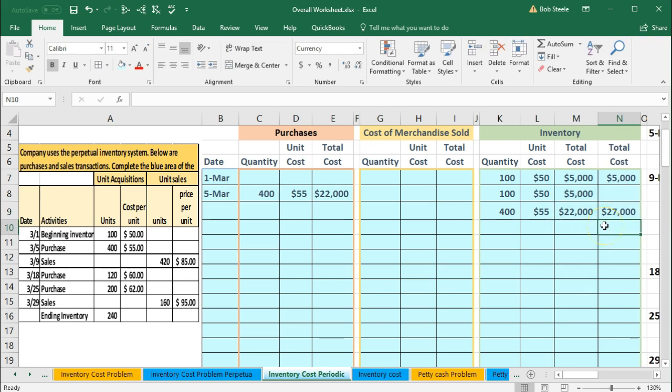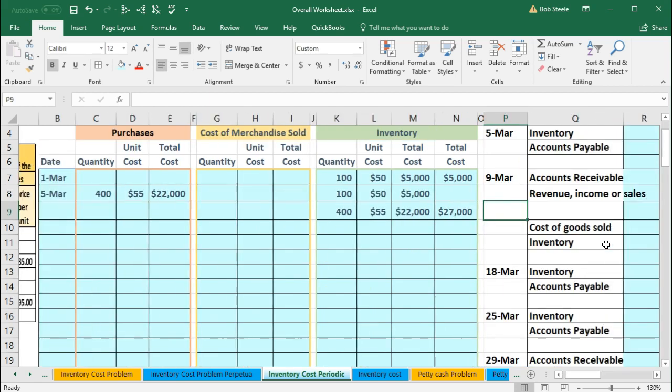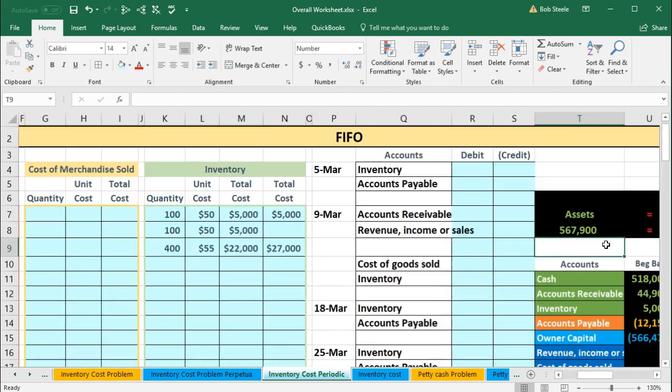And that gives us 27,000. So now as we go, so we can tie this out to what we're actually doing, we're going to make the journal entry for this purchase, post it to our trial balance, and see that our ending balance should tie out to this 27,000. We already have the transaction up here.